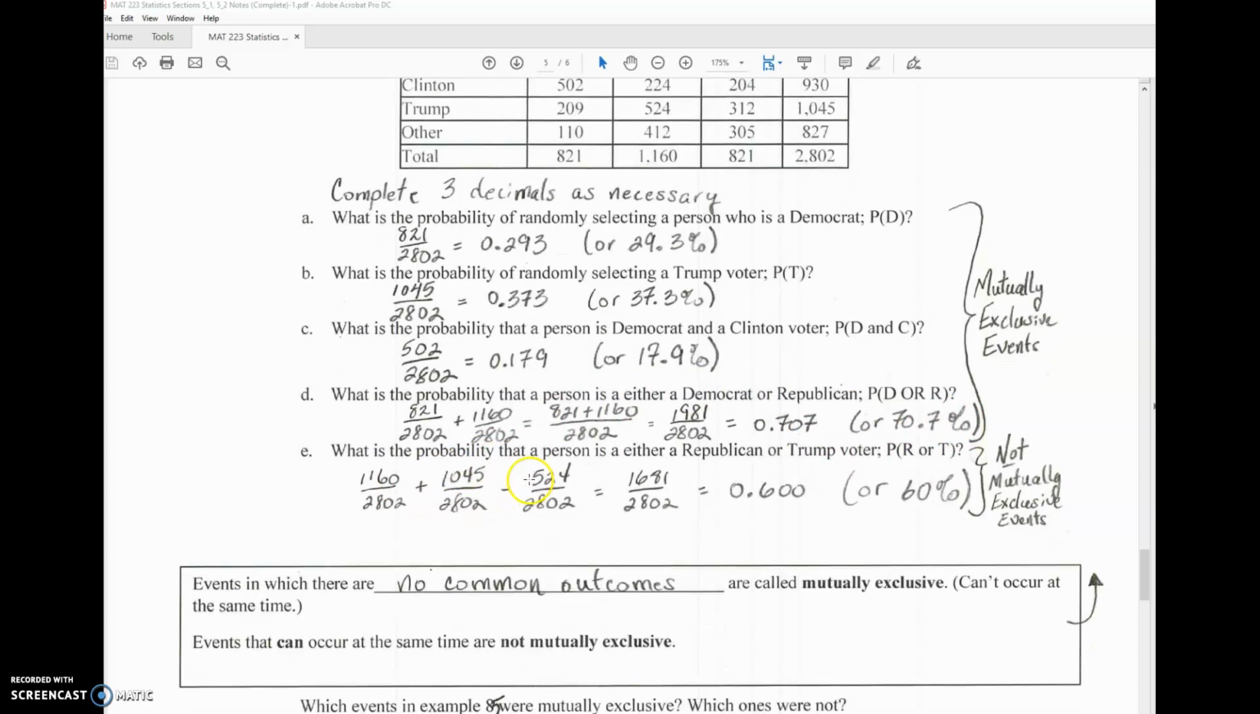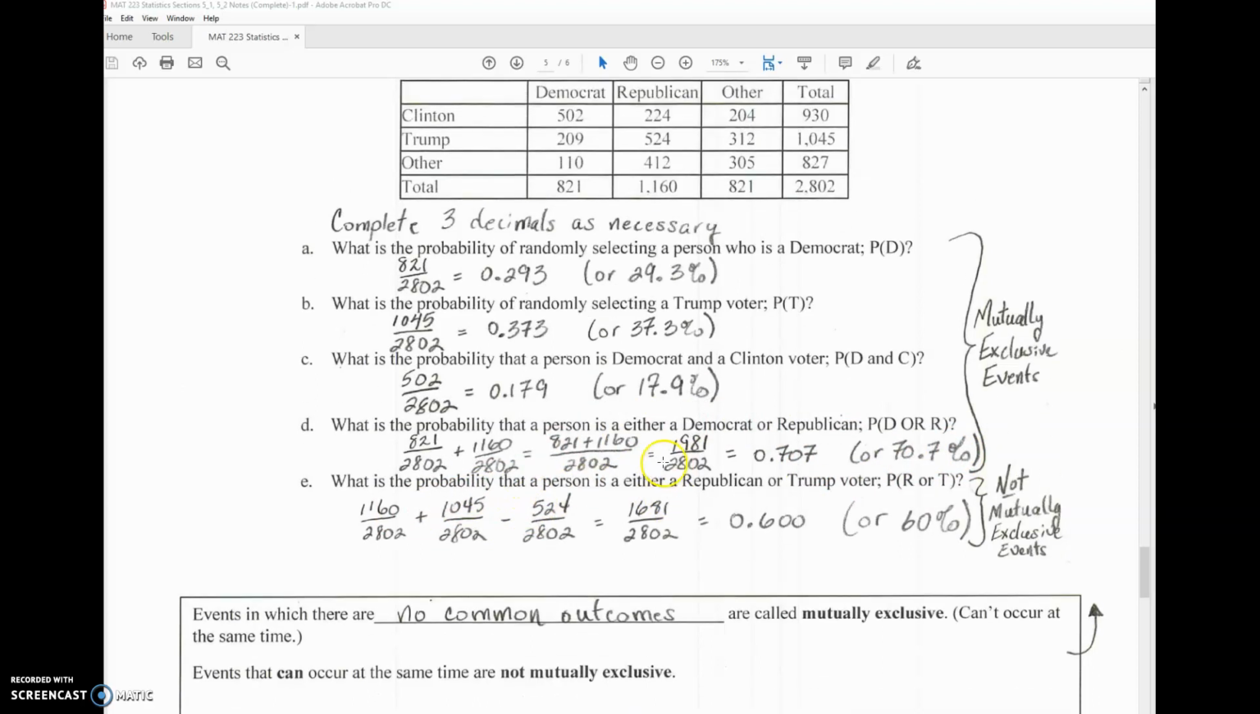Now, what's the probability that a person is either a Republican or a Trump voter? We want Republicans or Trumps or both. All the Republican voters were this column, 1,160 out of the 2,802. Now all the Trumps were this row, so that would be 1,045 out of 2,802. So that's my first two numbers here.